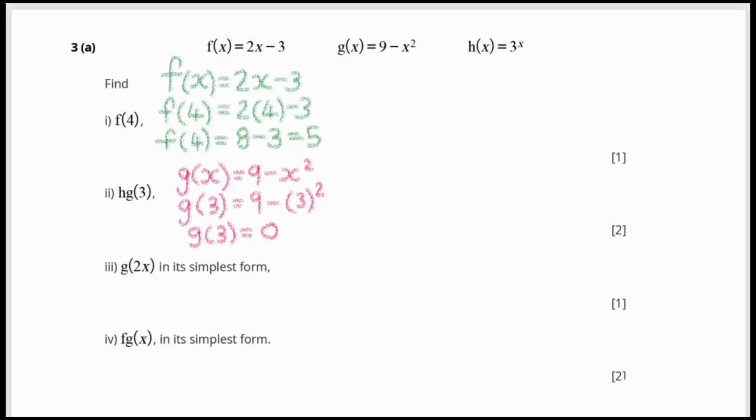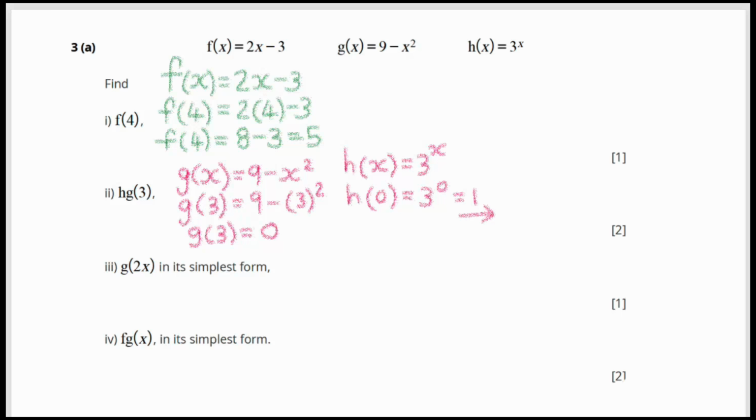Okay, now we use this answer inside h. Now our function for h is 3 to the power of x. So h of 0 is equal to 3 to the power of 0, and we know that anything to the power of 0 is always equal to 1. So h of 0 is equal to 1. Okay, so this final answer is hg of 3 is equal to 1. There you go. Let's move on to the third part.